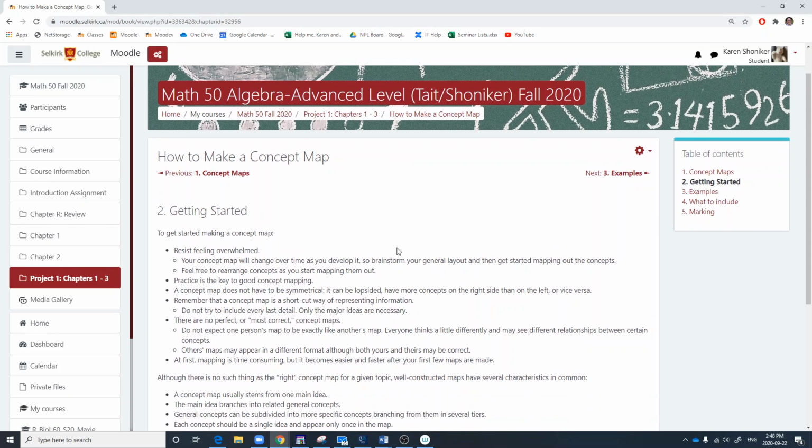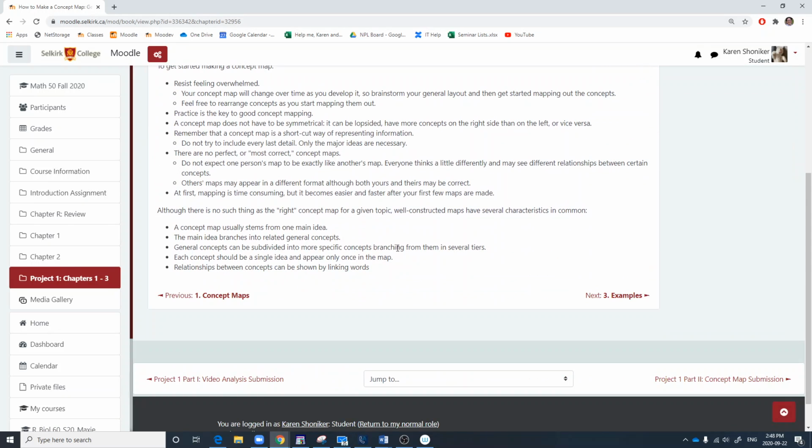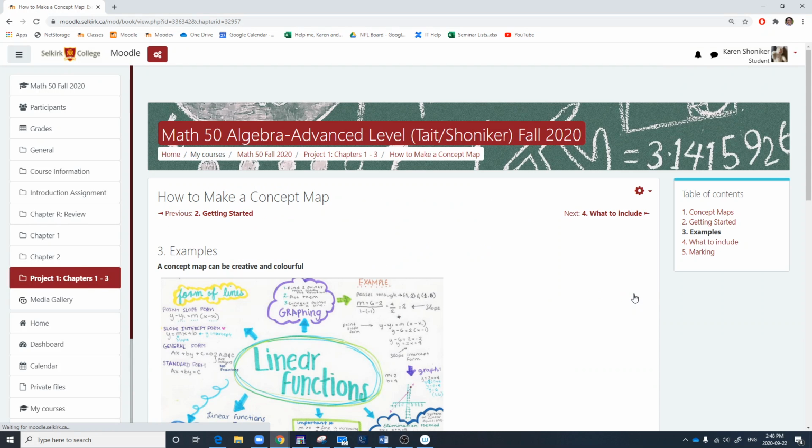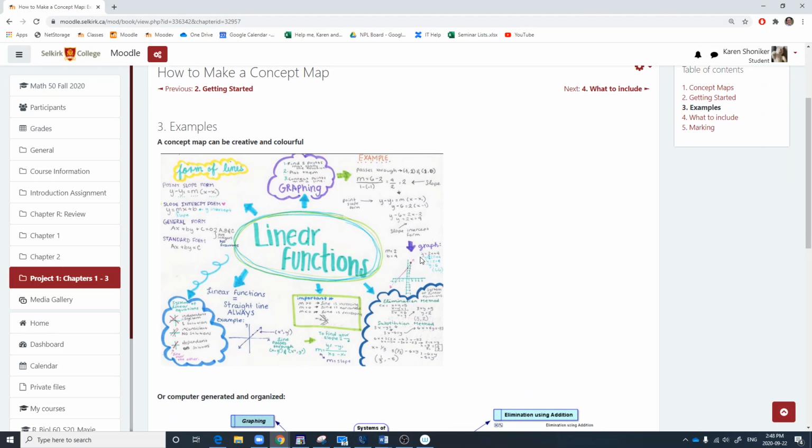And then there's some steps. Pretty much this is just saying, don't get overwhelmed. It's going to be okay. The next page has some examples. So feel free to Google. This is not cheating. So Google, what is a linear function concept map? And I came up with these 2 pretty quick.